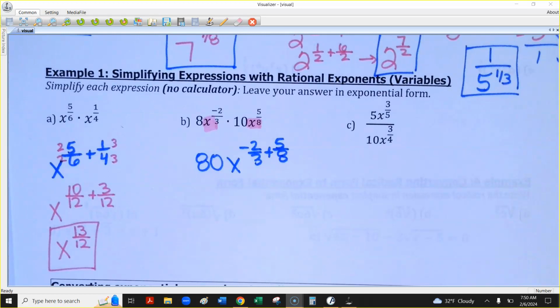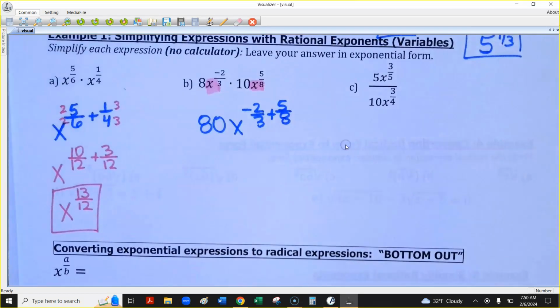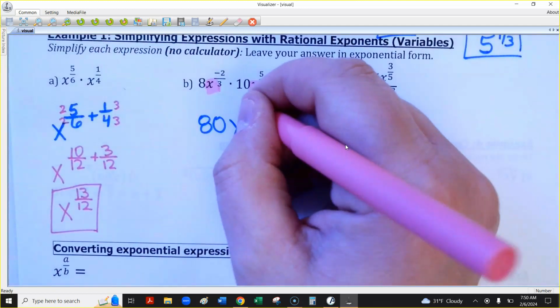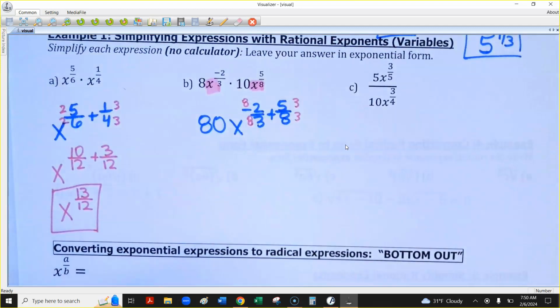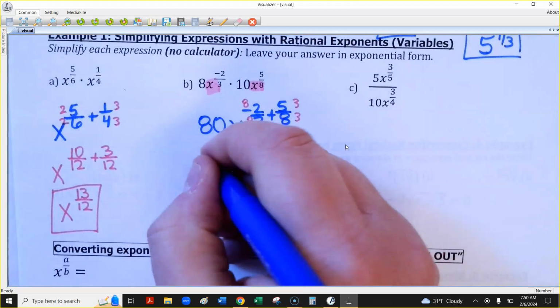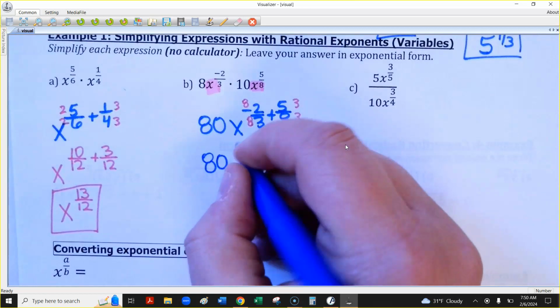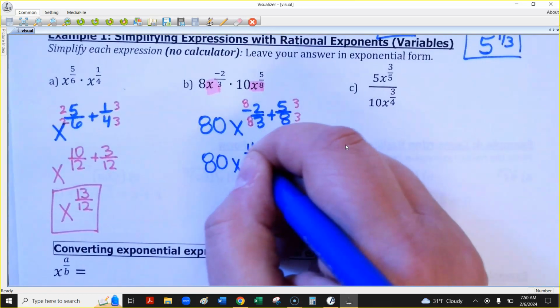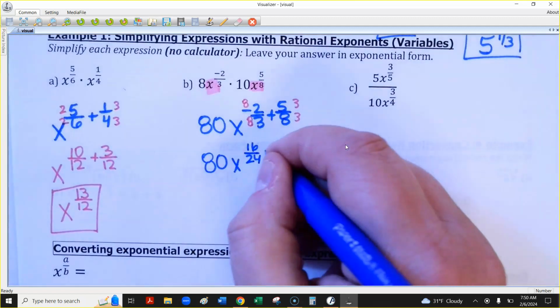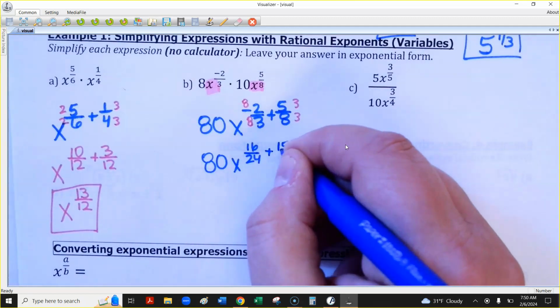I think it's got to be 24, right? I can't think of a lower number. They both go in. All right, so top and bottom here by 8, top and bottom here by 3. You just keep that 80 out in front. Those are just plain numbers that we're multiplying together. Now my exponents are going to become 16 over 24 and 15 over 24.